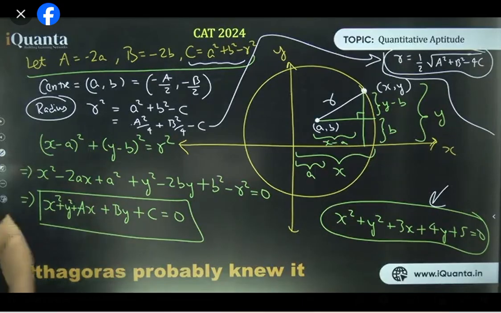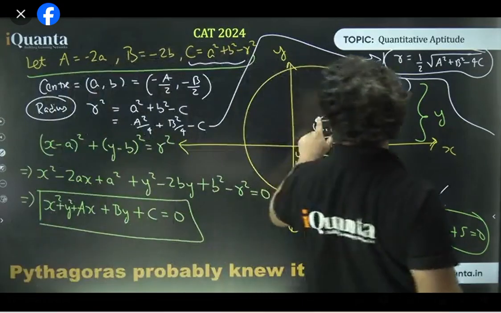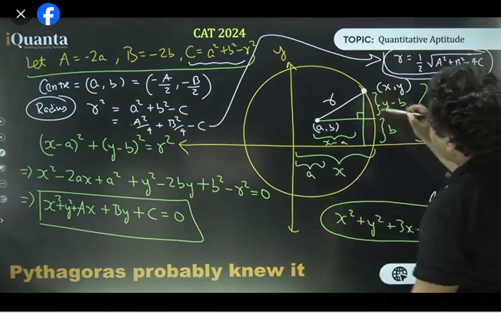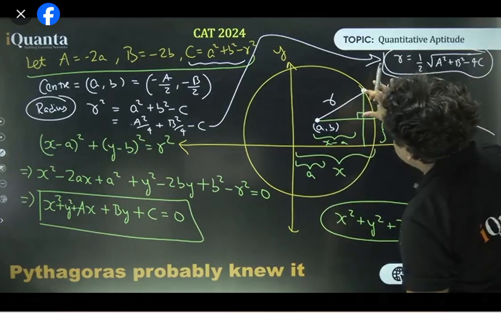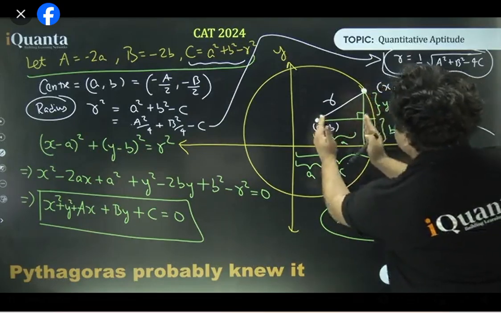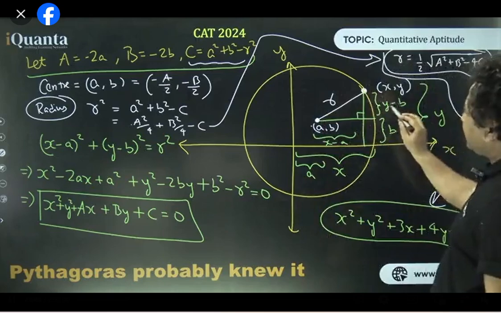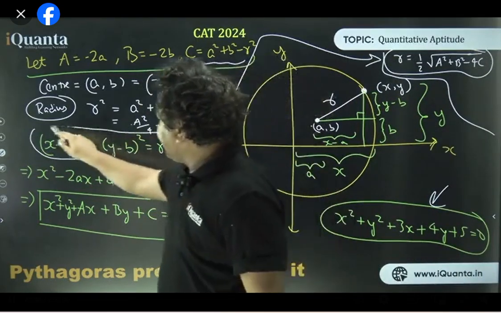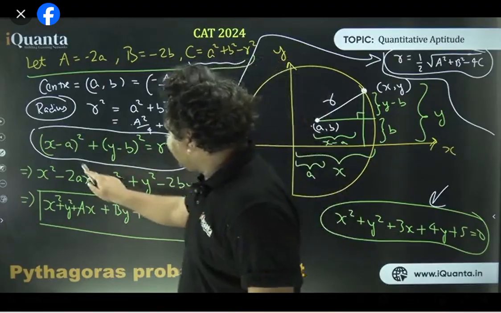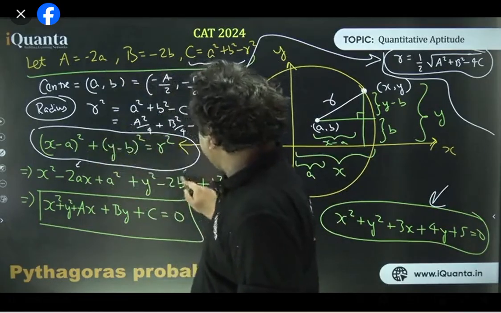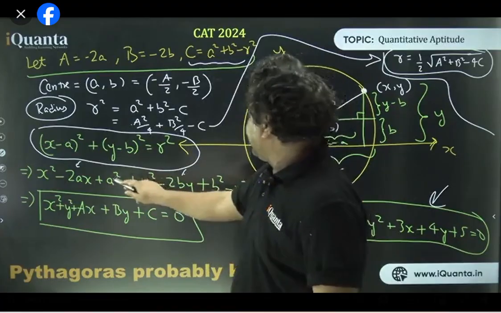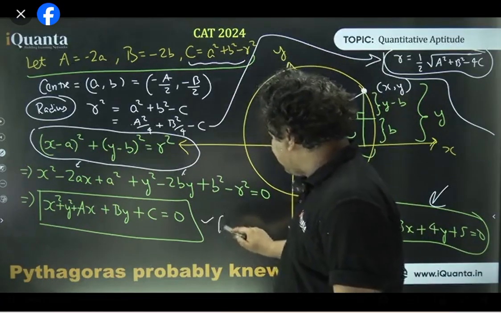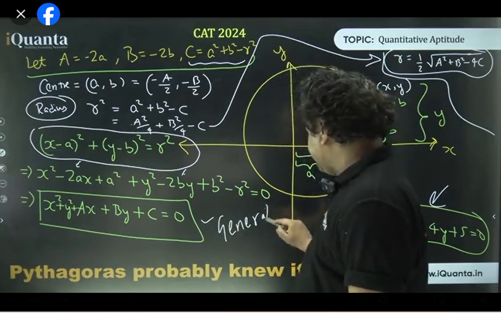So I will just repeat it once. A comma b is the center, xy is the point which can move anywhere, distance was r. Applying Pythagoras theorem, this length is y minus b, this is x minus a. So the sum of the squares of both is the square of r, which is this. Applied Pythagoras theorem, then I expanded this equation and I assumed minus 2a to be A, minus 2b to be B, and the rest, like a square plus b square minus r square, to be C. And I formed the general equation of a circle, this general equation.